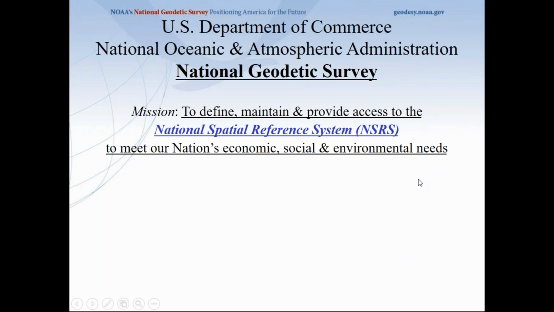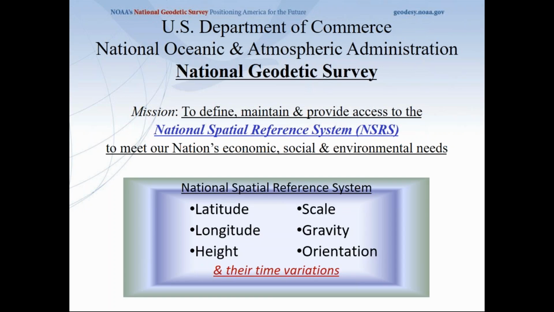So what does NGS do? I think a lot of folks have an idea of what we do. But by definition, our mission is to define, maintain, and provide access to the National Spatial Reference System. And the National Spatial Reference System, in essence, consists of these quantities: latitude, longitude, height. We're all very familiar with those. Scale, gravity, orientation. Maybe not so familiar with those, but they obviously play a large part when you're talking about geospatial positioning. But more and more, it's also their variation over time.